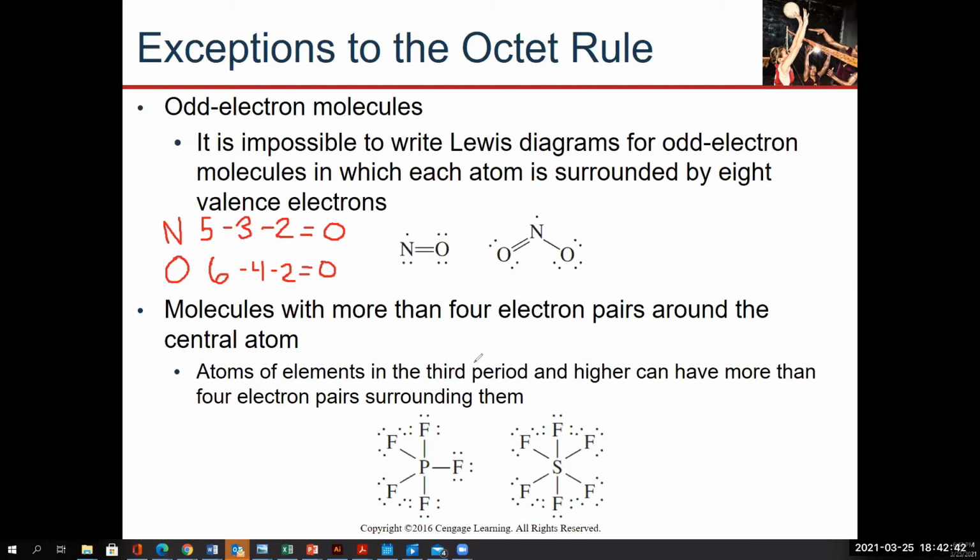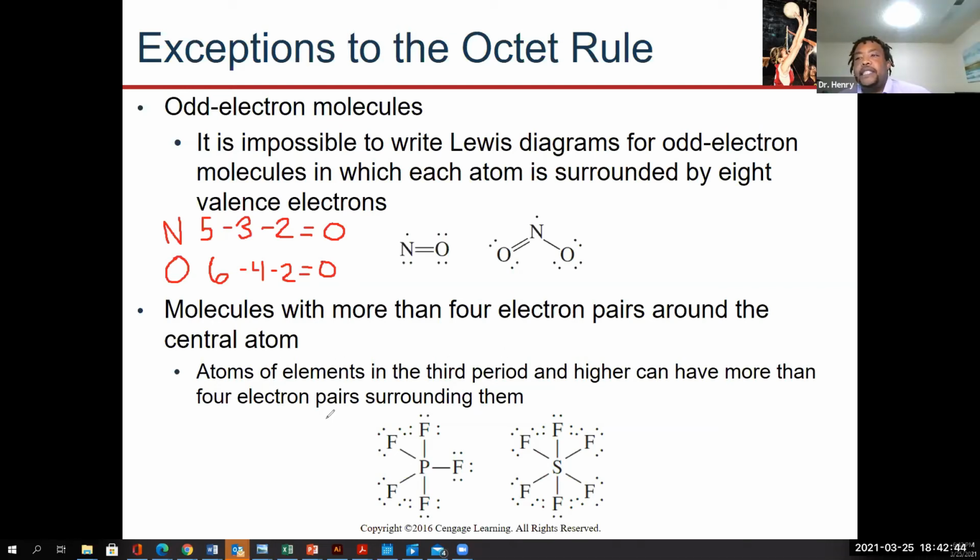This is an example of hypervalency. Remember what I told you: the elements in the third period or higher can actually have more than 8 electrons around. Here we have phosphorus. How many electrons does it have around? 10. Here we have sulfur. How many electrons does that have around? 12. So this is called, as I said, hypervalent.